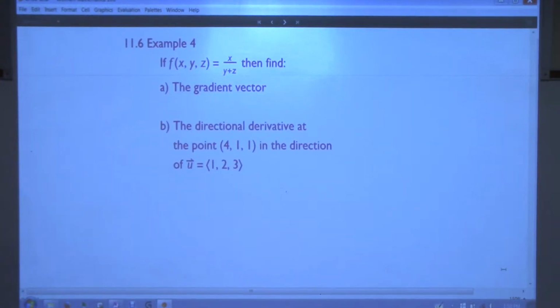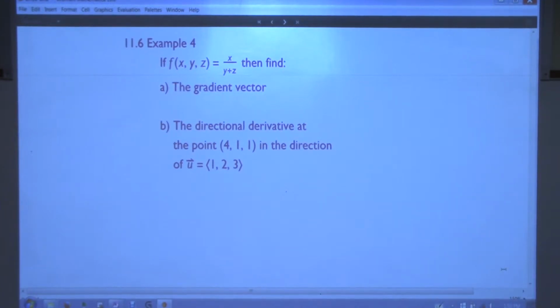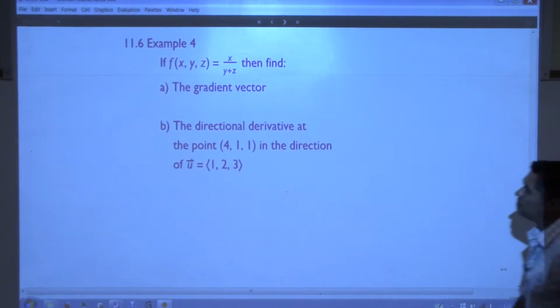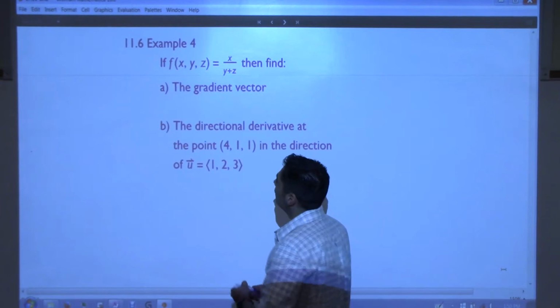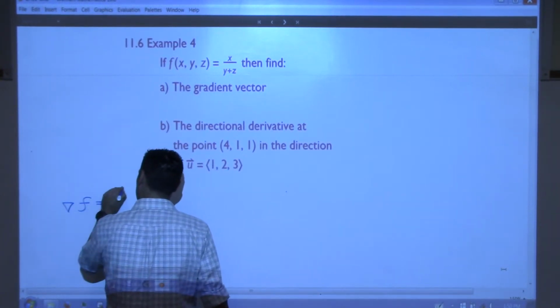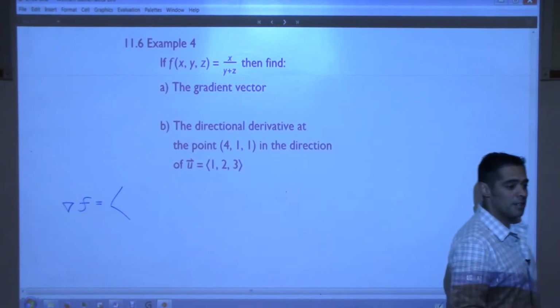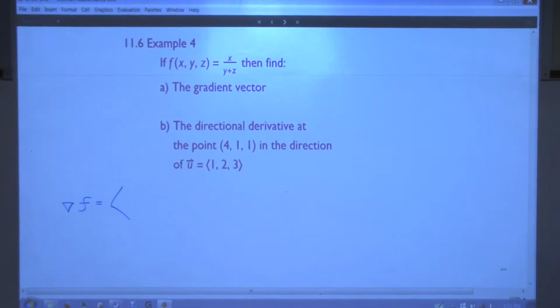Progress or no? Yes. Got progress? All right. Let's see here. Anybody want to volunteer the gradient vector for me? Anybody feel good about their gradient vector? I do, but I don't want to put myself out there. Oh, come on. You can always just put a question mark or something if you want. Come on, go for it.